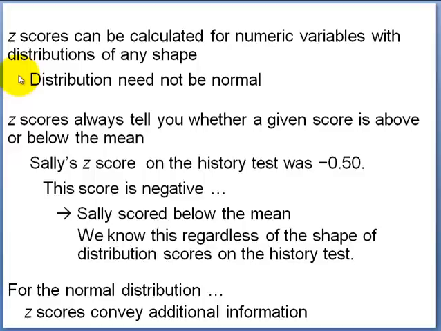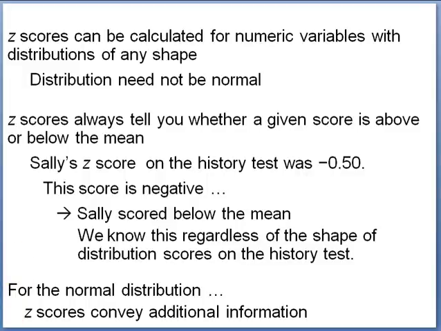So for any numeric variables, z-scores will tell you whether a given score is above or below the mean. For instance, Sally's z-score on history was -0.50. This is a negative z-score, and it's telling us that Sally scored below the mean. And whenever you see a negative z-score, that's conveying to you a score below the mean. This is not simply the case for normal distributions. And a positive z-score is for all numeric variables, conveying that the case's score is above the mean.